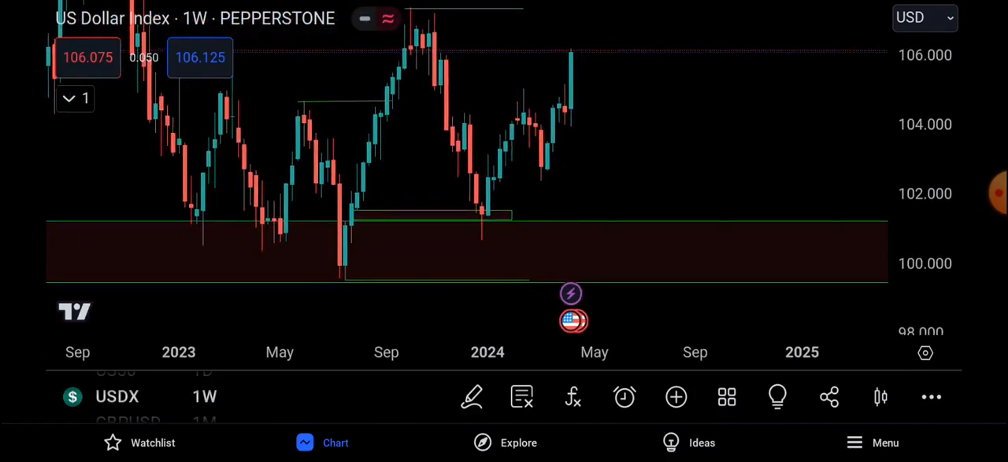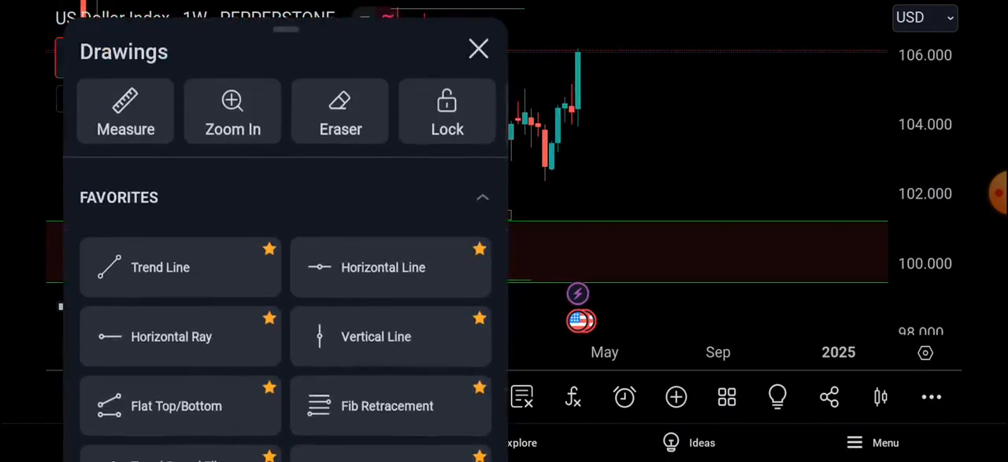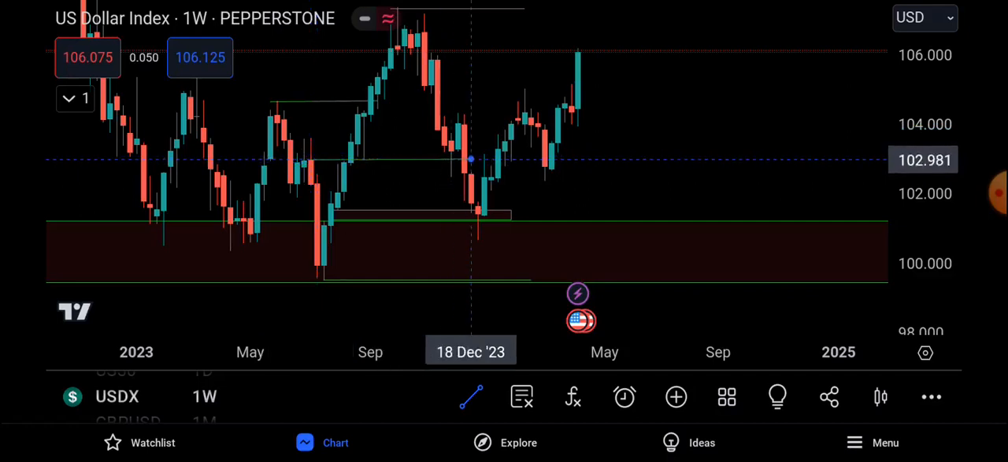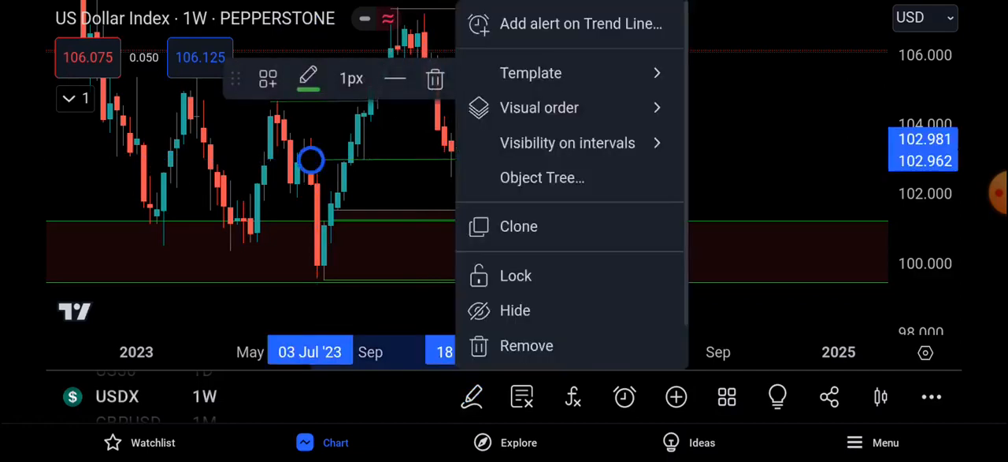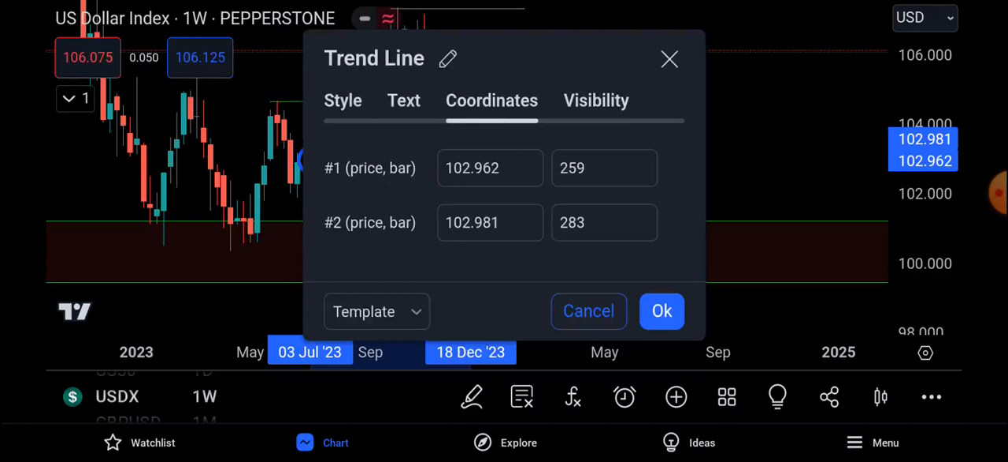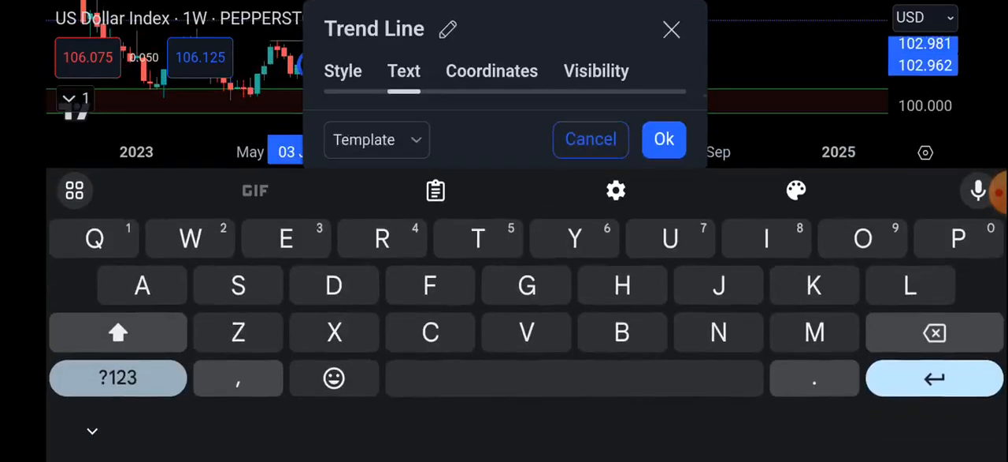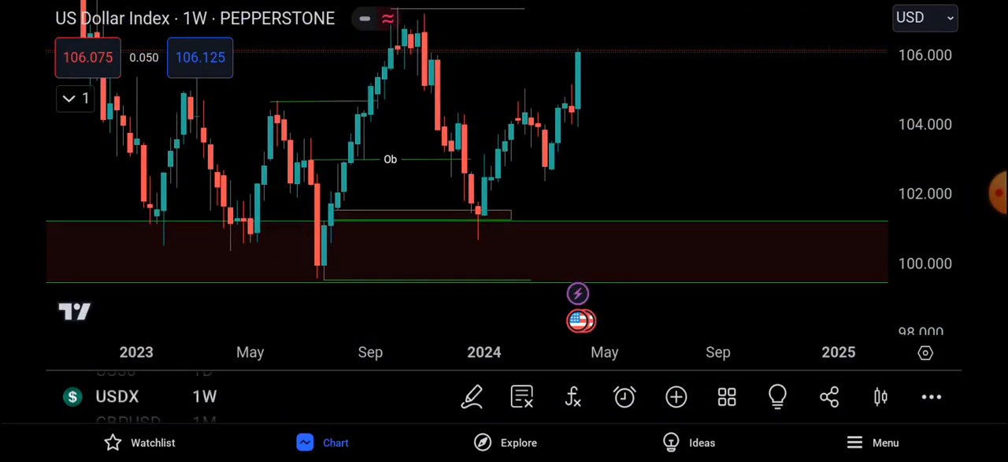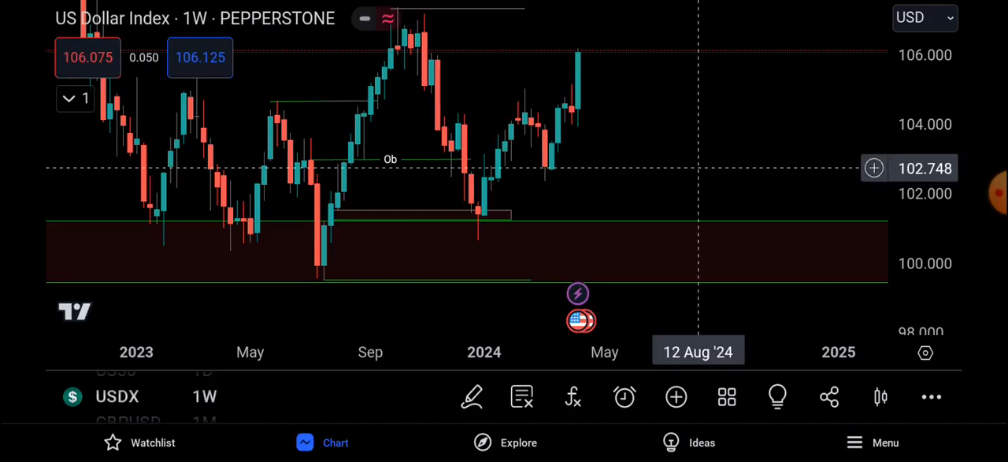Then second thing, for those that use order blocks, we have one right here. This is a very large order block. That one there, let me do this to this real quick, and then just call it OB. So that's an order block.